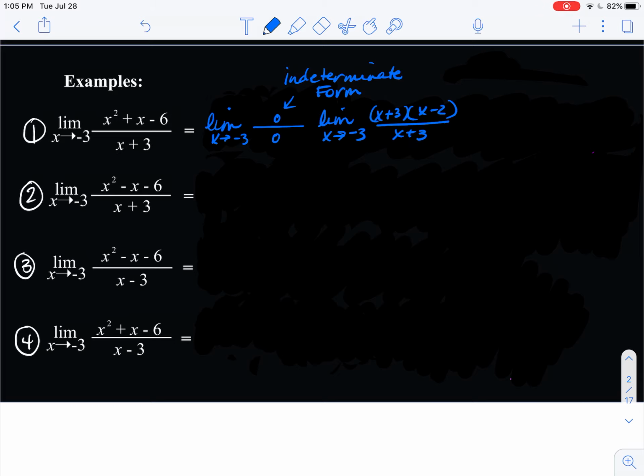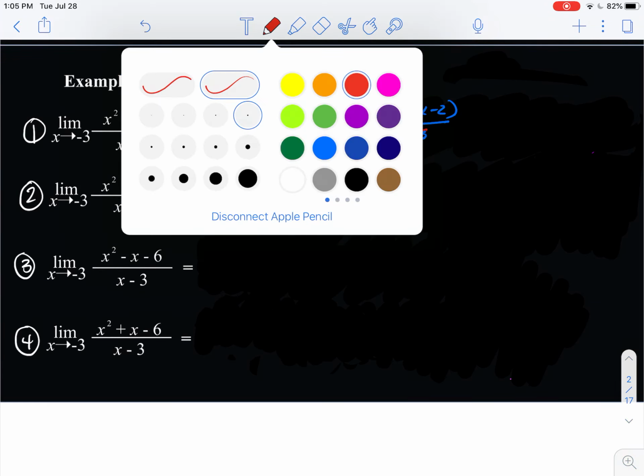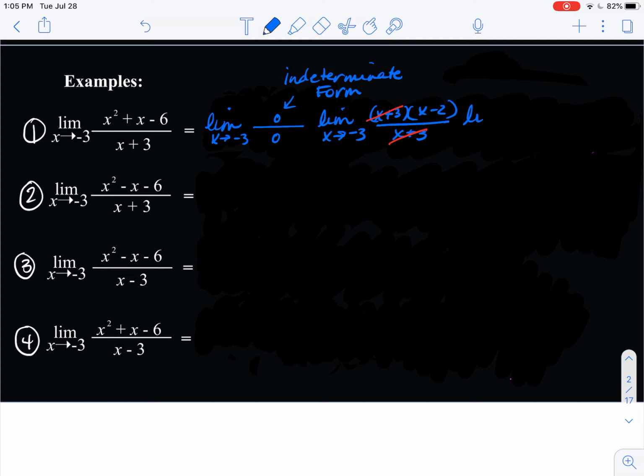So as the limit as x approaches -3, the numerator factors as x plus 3 times x minus 2. And we can see that we have a common factor. Remember, that produces a hole in our graph. So then my reduced function is just x minus 2. At this point, if I substitute in -3, that's going to give me -5. Let's take a look at the next one.